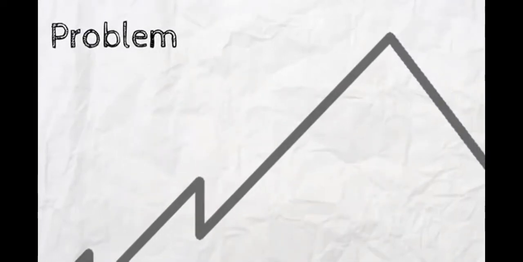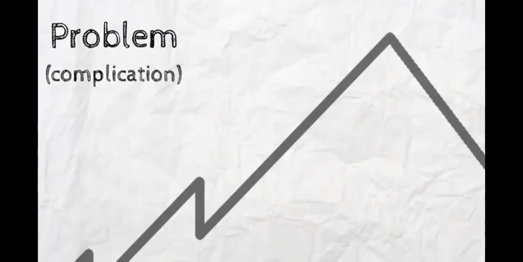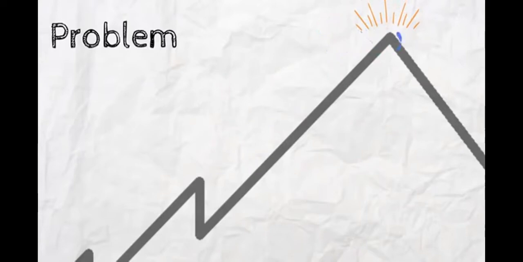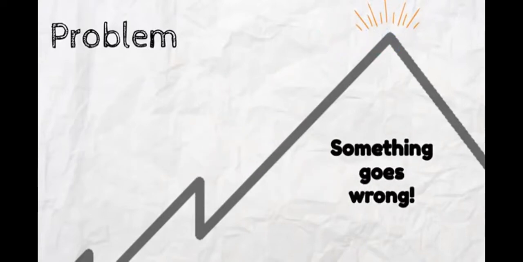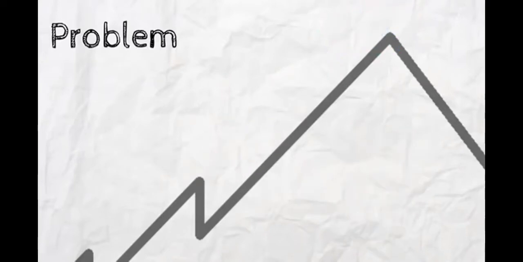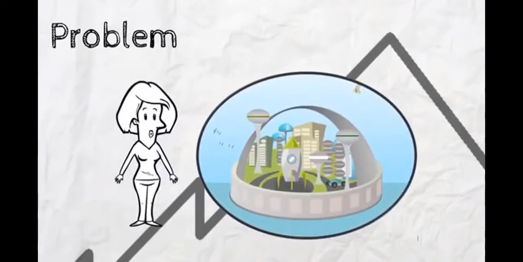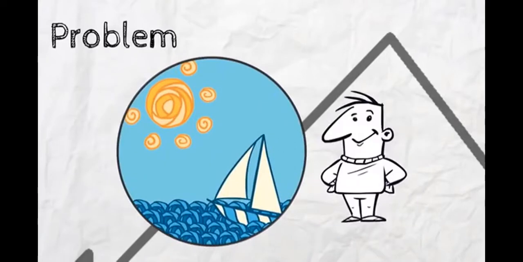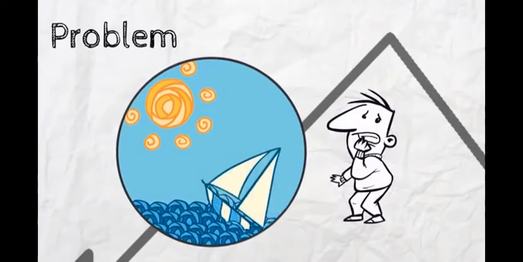After the orientation comes the problem, which is sometimes referred to as the complication. The problem is the most exciting part of the narrative. It's where something goes wrong for our main characters. Perhaps someone gets lost in the city with no way to get home. Or maybe the adventurer's sailing boat hits a reef and begins to sink.